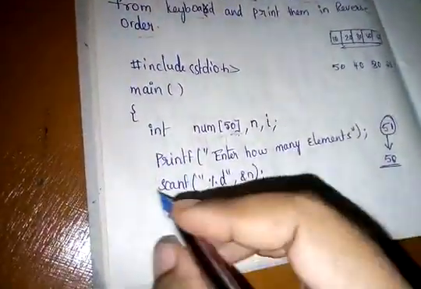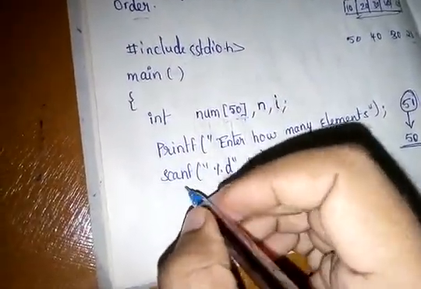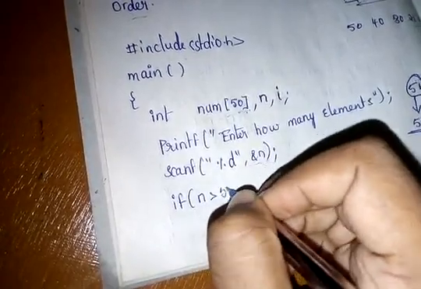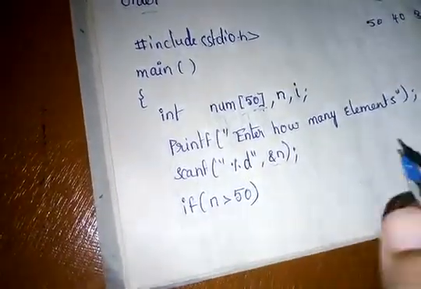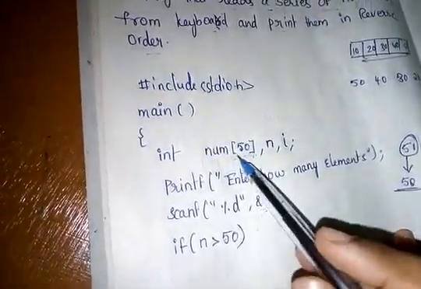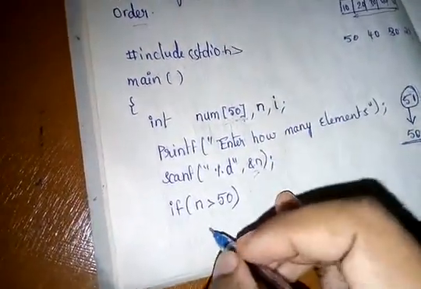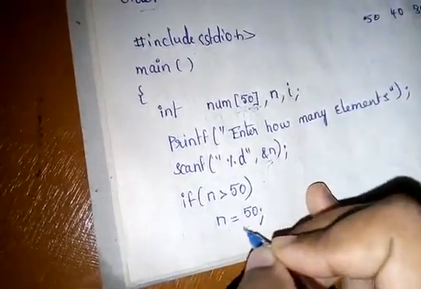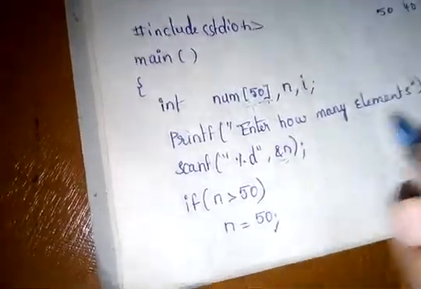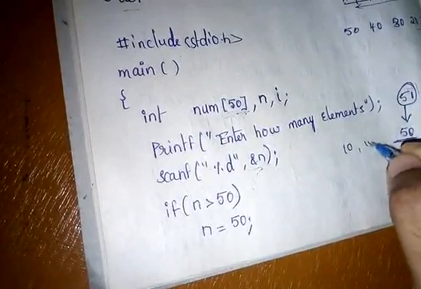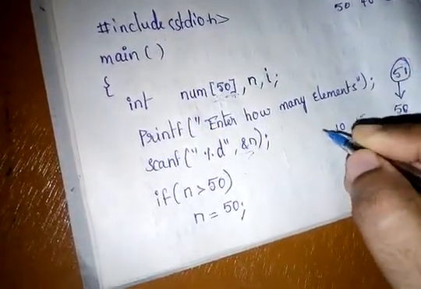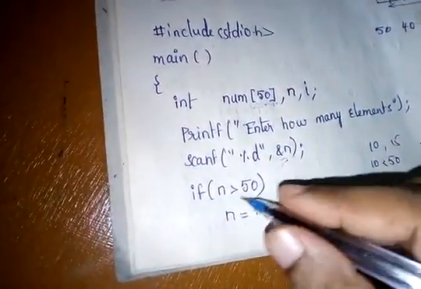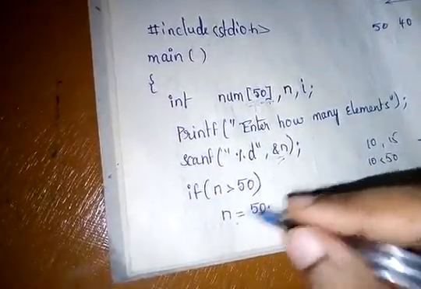Okay, so for that I'm just checking if n is greater than 50. So if he entered more than our maximum capacity, then you need to assign the maximum value to n. So if you enter some 10 or 15, as this 10 is less than 50, this condition fails and 50 will not be assigned to n.